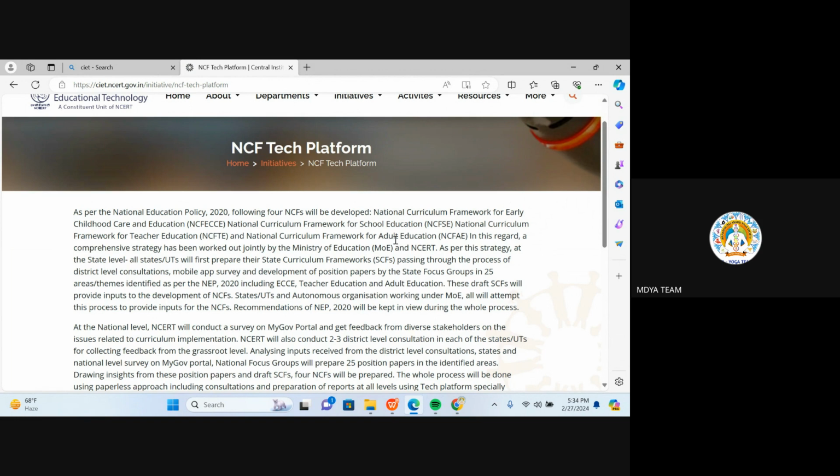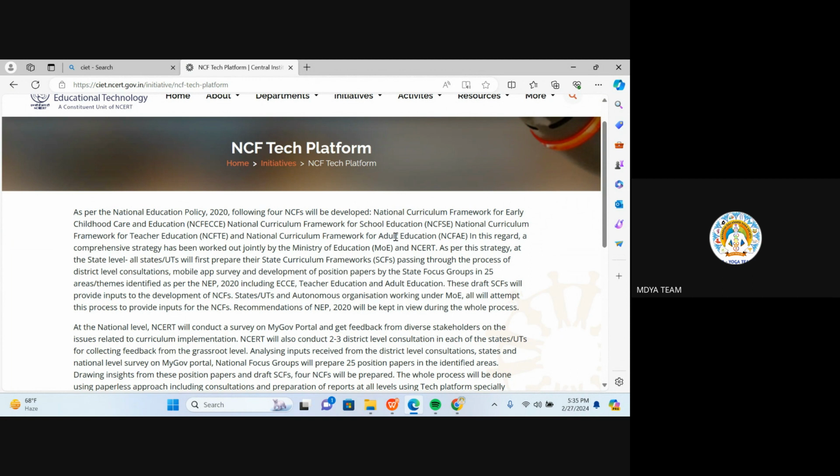What is the full form of NCF ECCE? It is the National Curriculum Framework for Early Childhood Care and Education. Under which policy was this curriculum framework developed? NEP, National Education Policy 2020. Four NCFs will be developed. What four? First, the National Curriculum Framework for Early Childhood Care and Education; National Curriculum Framework for School Education; National Curriculum Framework for Teacher Education; National Curriculum Framework for Adult Education.